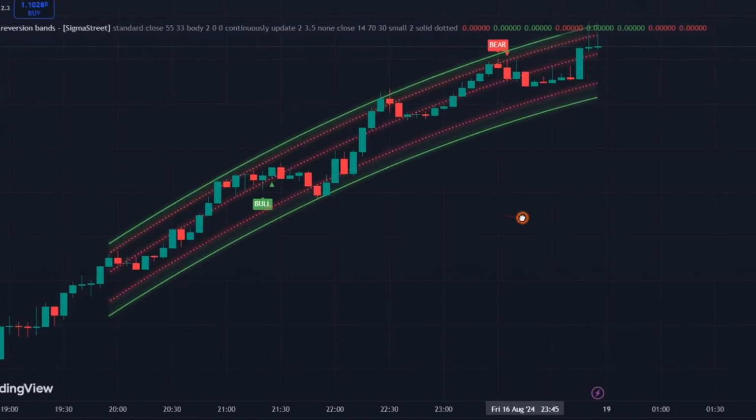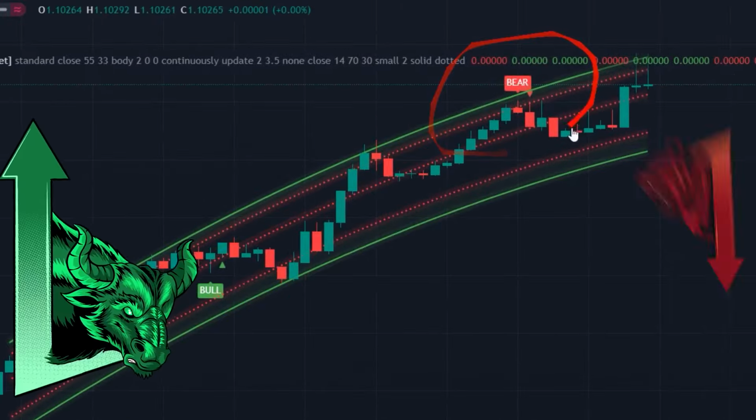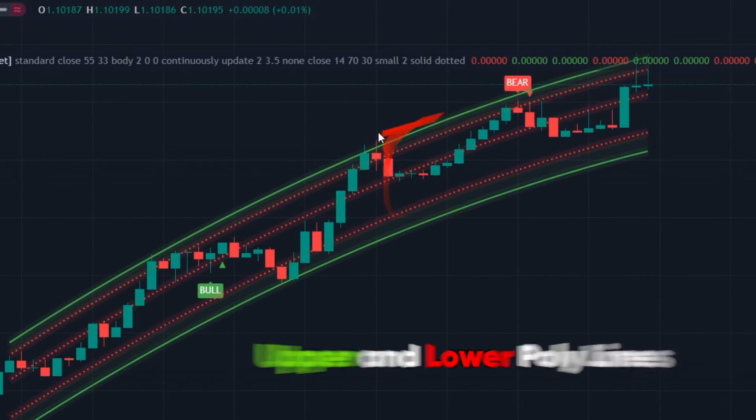Next, let me explain this indicator to you. This indicator generates bullish and bearish signals for us, and the upper and lower lines that you see are referred to as upper and lower poly lines.